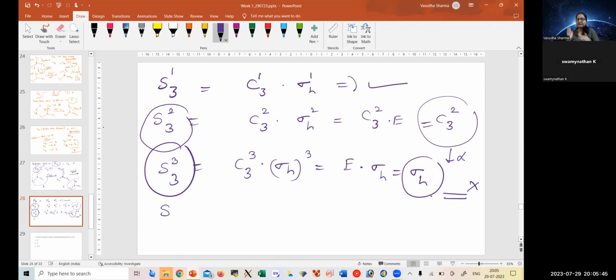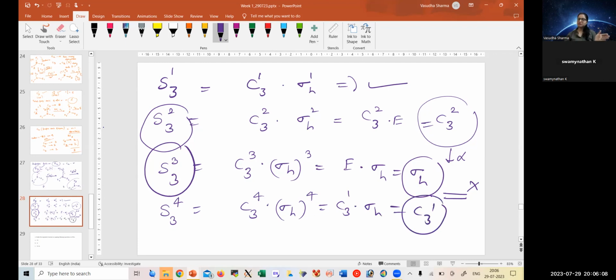Now go beyond. Until we get the total product value as E, we won't stop. So S3, 4 times, C3 to the 4, sigma h to the 4. Now C3 to the 4 would come as C31. So it is C31, sigma h, so it will become C31. So again, your S34 has turned to C31. Now the fifth one is, if I do it 5 times, this would come as C32, and this would come as your sigma h. Odd and odd, so it would come like this. This would be counted.